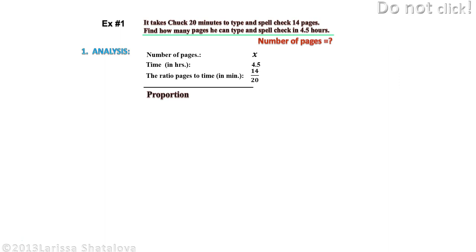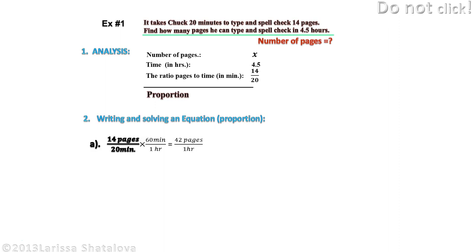So for proportion, we have to use the same units. This is why now, when we have to write and solve an equation of proportion, we have to convert first 14 pages per 20 minutes into pages per hour. So we have to multiply by 1, which would be 60 minutes over 1 hour, cancel minutes, and then we will have 14 times 3, which is 42 pages per 1 hour.